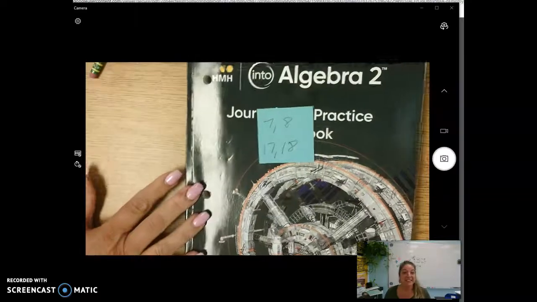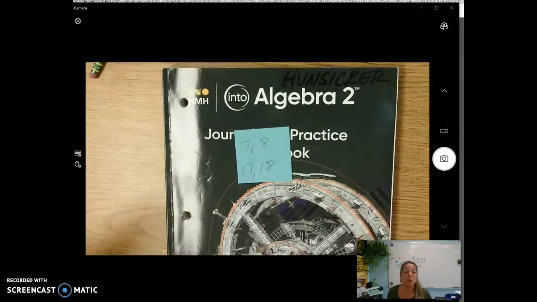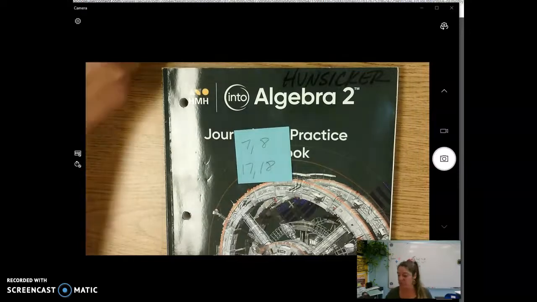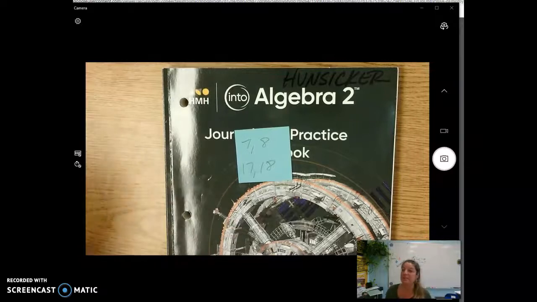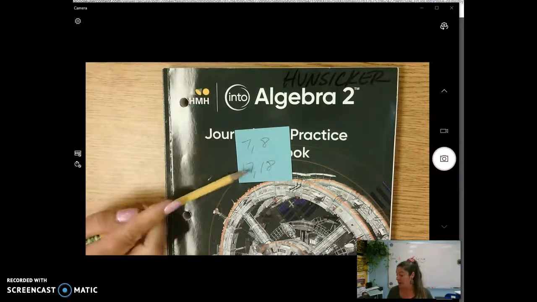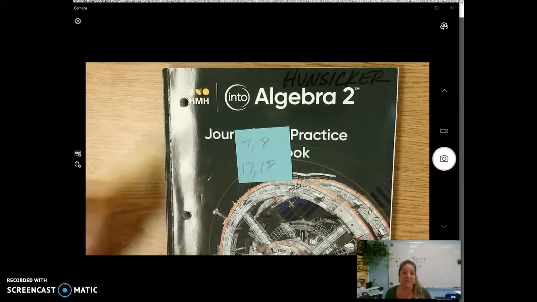Guys, so this is it. This is day 2 of your virtual lesson. Okay, so we're going to review. You're going to need this journal practice and workbook, and you're actually going to submit pictures, all 4 pictures of these pages, 7, 8, and 17 and 18.